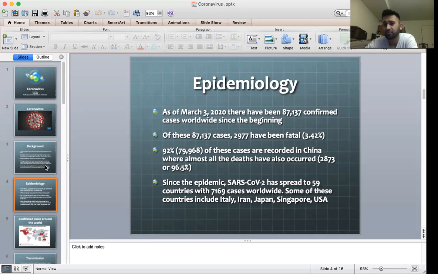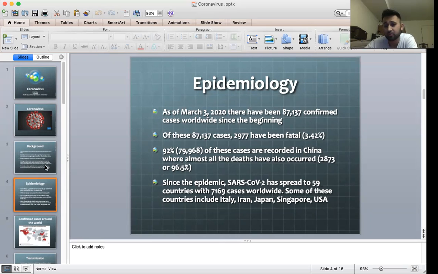So 92% of these cases are actually recorded in China, which is where the whole thing started, and where almost all the deaths also occurred, which is around 96.5, 97%. Since the epidemic, the SARS coronavirus 2, which is the current epidemic, has spread to 59 other countries. And outside of the 87,000 cases, there are 7,169 cases.